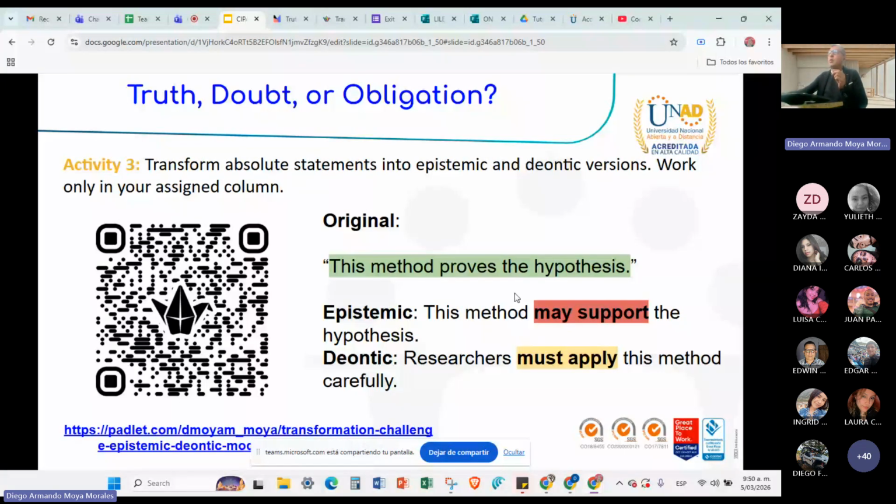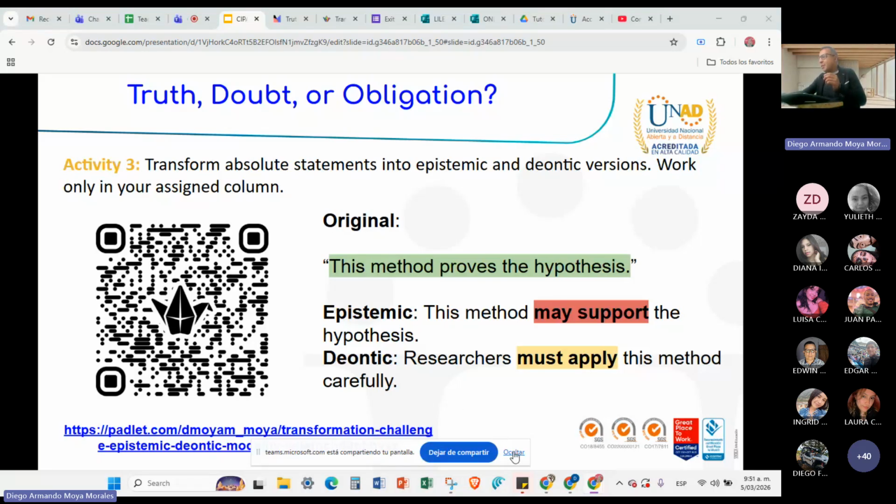For example, when you want to show probability, you can use may, right? This method may support the hypothesis. Okay, so we are changing the original statement. But if you want to sound more like an obligation, you can use another modal verb, something like this. Researchers must apply this method carefully, right?